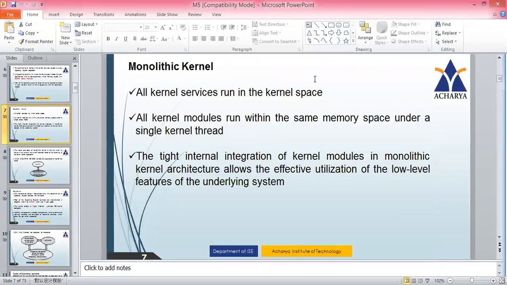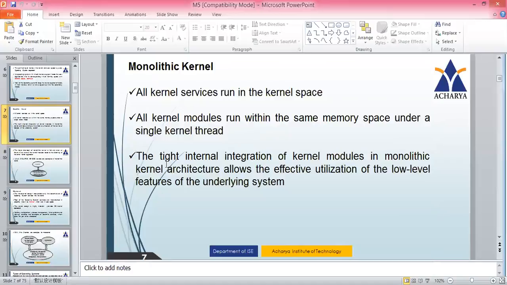One is called the monolithic kernel. What is a monolithic kernel? All kernel services run in the kernel space. Whatever services we discussed earlier will be in the kernel space, in the main memory. All kernel modules run within the same memory space under a single kernel thread. Whatever modules we discussed in the second slide, all of them will be under a single kernel thread. One memory will be allocated, and all the programs will be dumped into that kernel space, and they run under a single kernel thread. That is called a monolithic kernel.